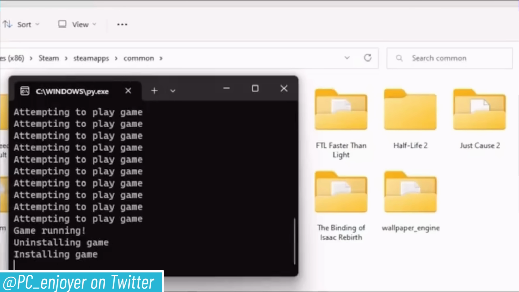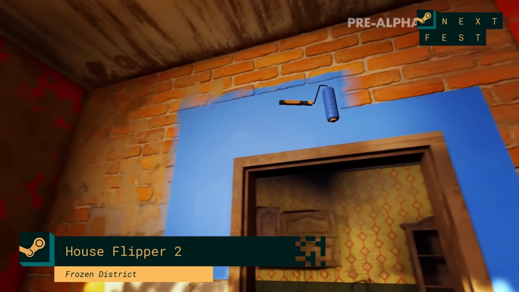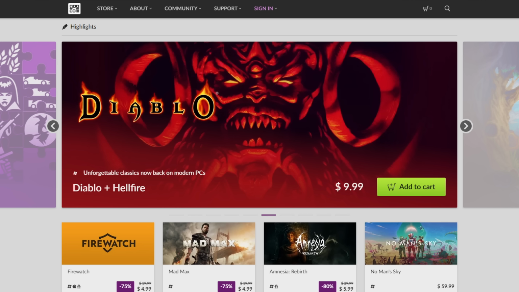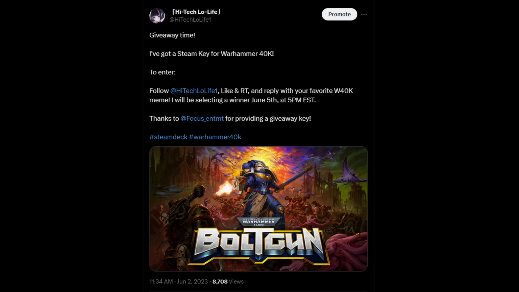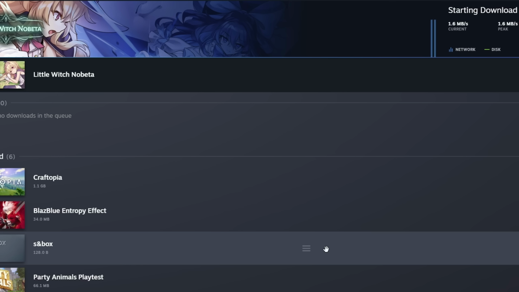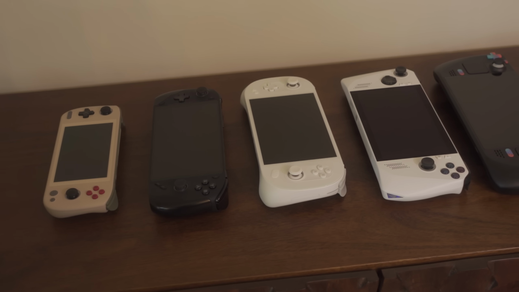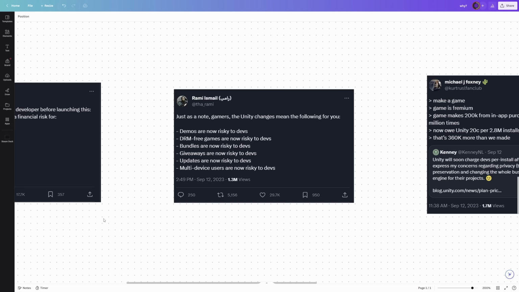Can you imagine that? Just as a note, gamers, the Unity changes mean the following for you. Demos are now risky to developers. DRM-free games are now risky to developers. Bundles are risky to developers. Giveaways are risky to developers. So are updates, and multi-device users are now risky to developers. Those are Steam Deck users, PC handheld users. Many of us are multi-device users. This is a problem for gamers.